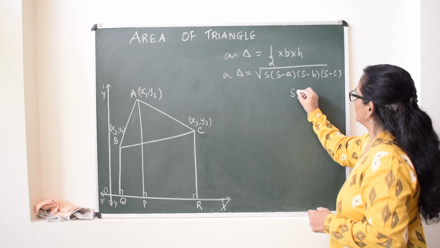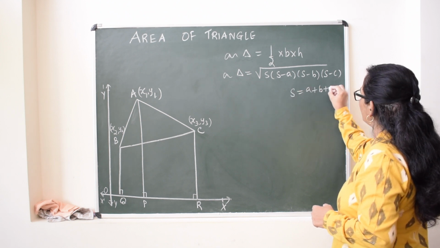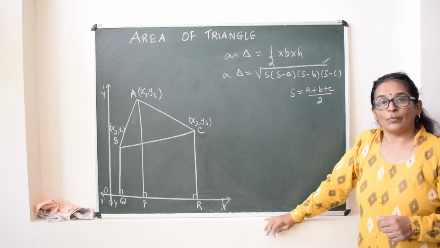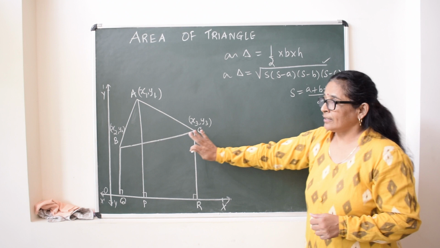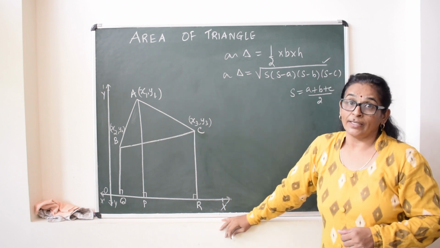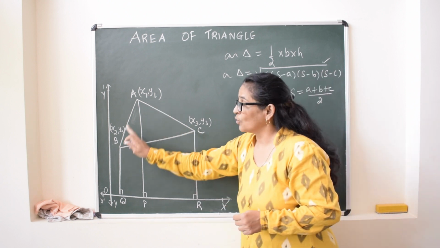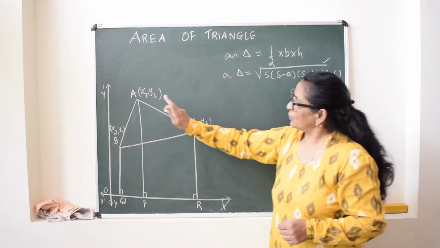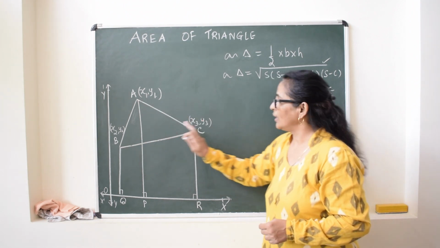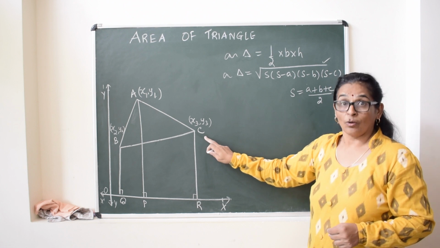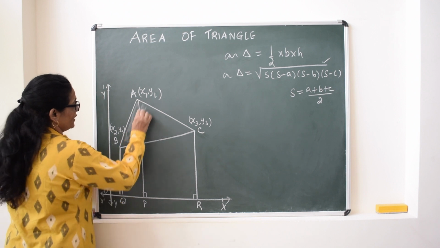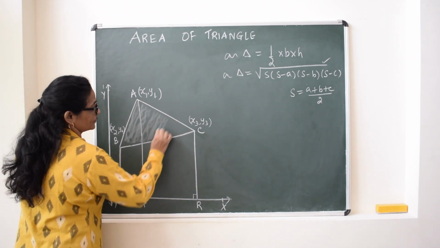In this case, S is the semi-perimeter and this formula is famous by the name of Heron's formula. But here what we have got is 3 points in the Cartesian system and we have to find out the area. It means that we know the coordinates of these 3 points. So point A coordinates are x1, y1, B is x2, y2 and C is x3, y3. We have to find out the area of this triangle ABC.